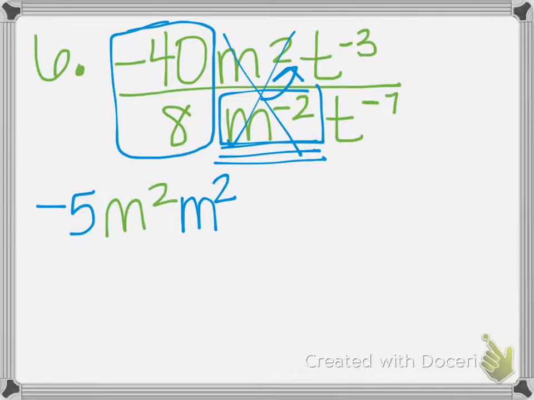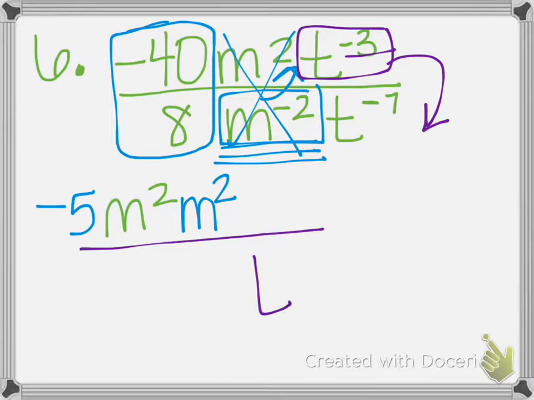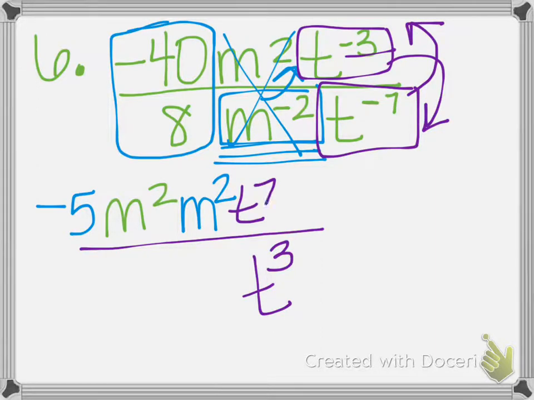For my t's, I have t to the negative third. Well, it has a negative exponent, so it needs to move. So now I've got t to the positive third in the denominator. But I also have t to the negative 7th in the bottom, which means I need to move it up to the numerator. So now I have t to the positive 7th in my numerator.